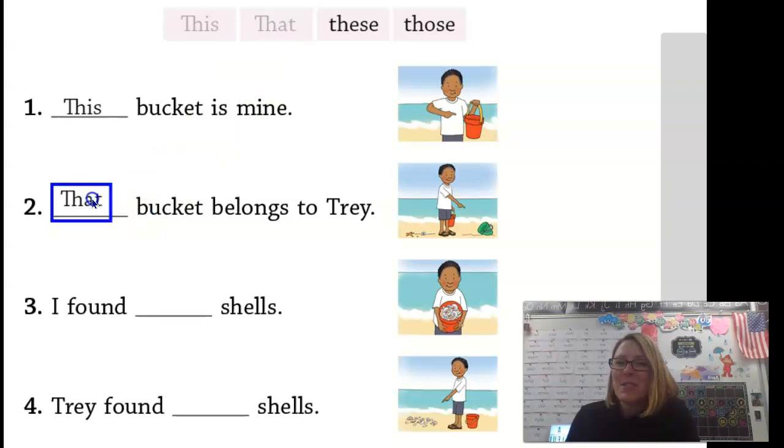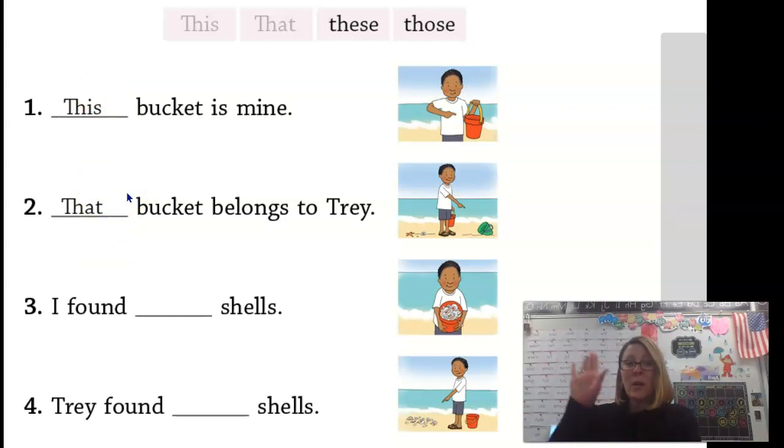That bucket belongs to Trey. Yeah, it does. That bucket right there. And he's pointing. Now, if he picked up Trey's bucket and it was in his hand, he could also say this bucket belongs to Trey. This bucket is mine, because they would be right close together, right? So sometimes this and that can be hard to know when to use. You just have to think of it like the farther something is away from you, the more likely you are going to say that.